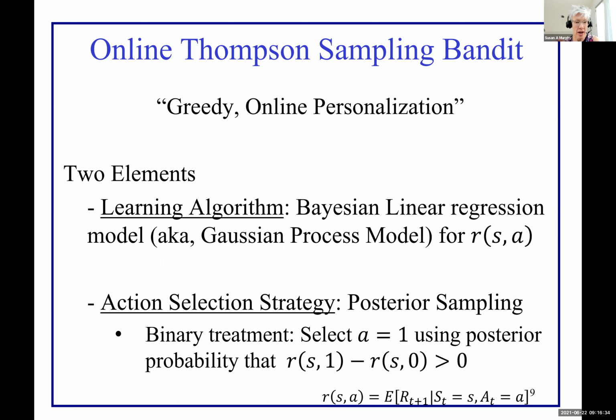In particular, we calculate the posterior probability that the treatment effect in the user's current context S is greater than 0. And then we take that probability and randomize the individual to getting a suggestion with that posterior probability. So this is called posterior sampling.